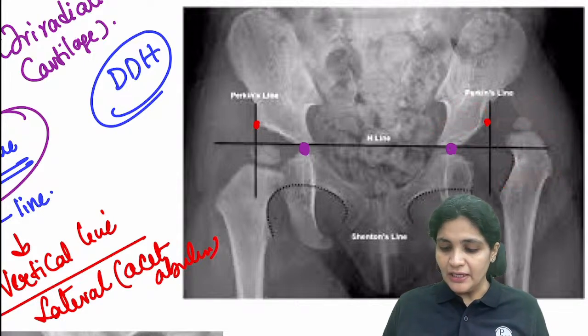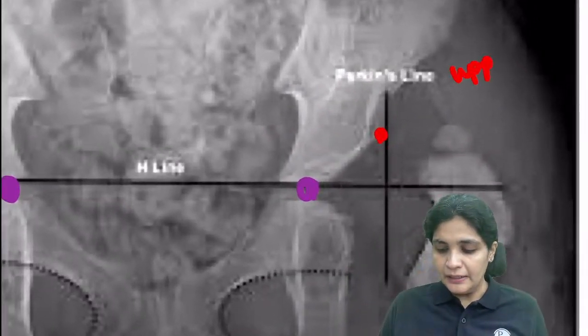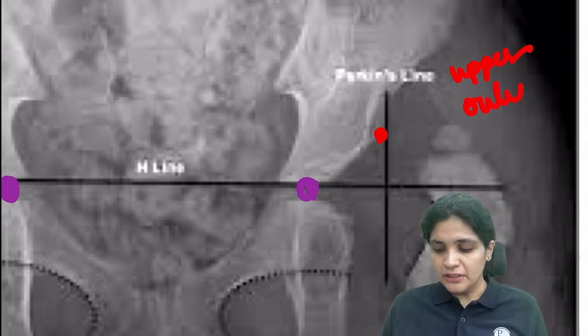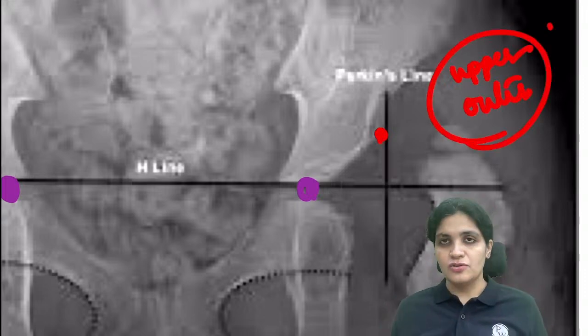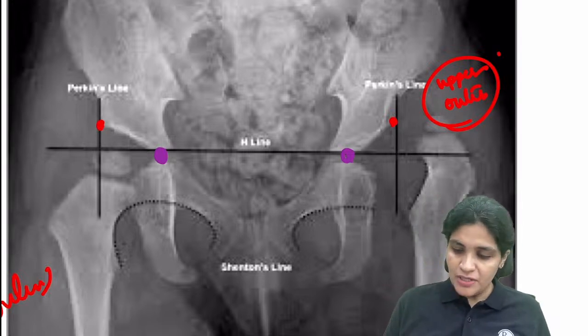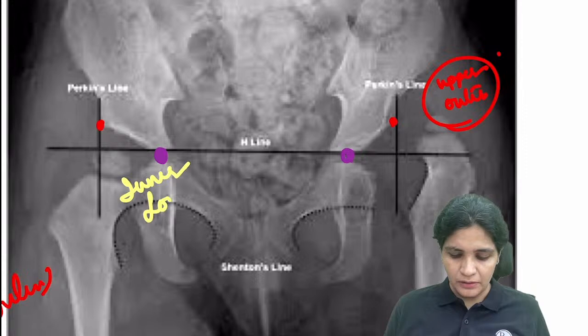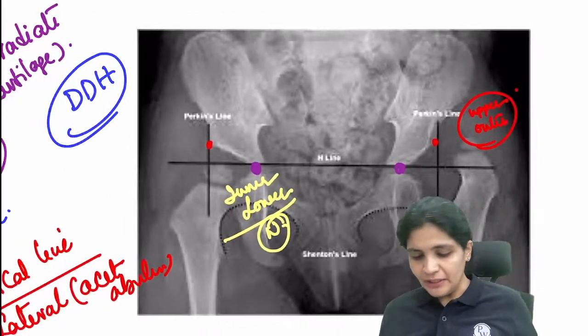And whenever you see the femoral head in the upper outer quadrant, so upper outer quadrant is the DDH head. Whenever you see something which is inner and lower, is normal. So this is about the quadrants.